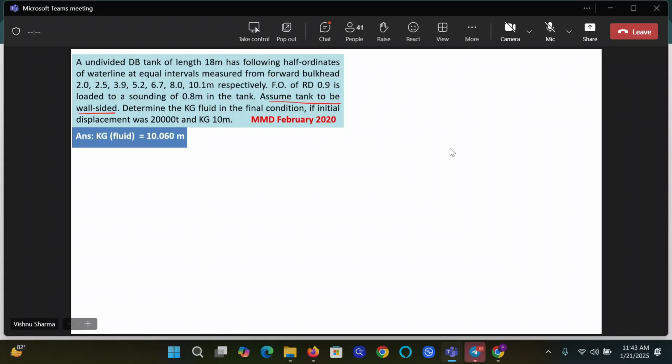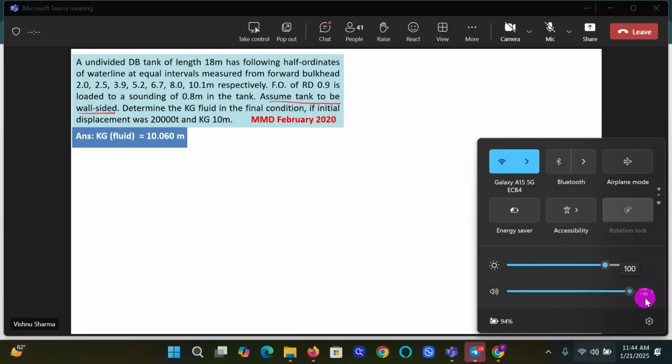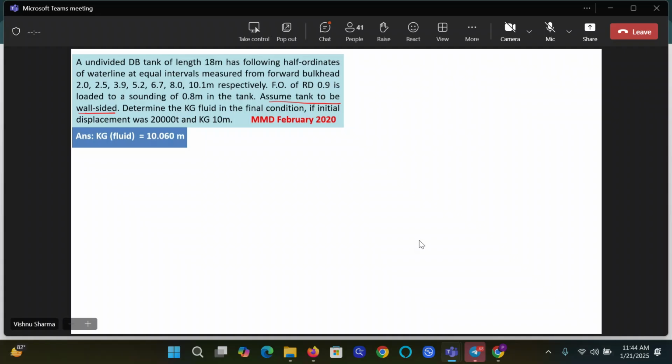Why does this word assume importance? Because you need to calculate how much oil is taken in the compartment. And if the tank is not wall-sided, then you cannot use the area of the tank or the area of the free surface to calculate the volume. You can calculate the volume only if the tank is wall-sided. Am I clear, beta? So read the questions carefully. There may be some important words which may slip into the question.